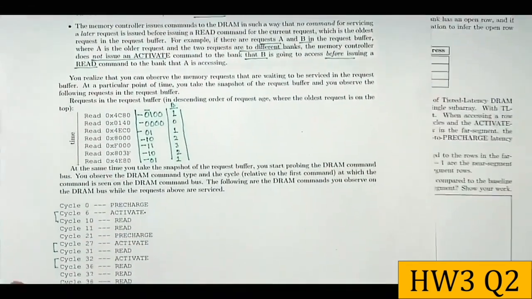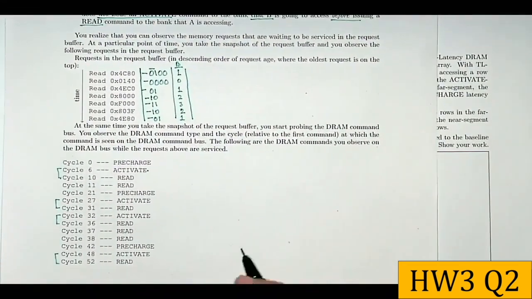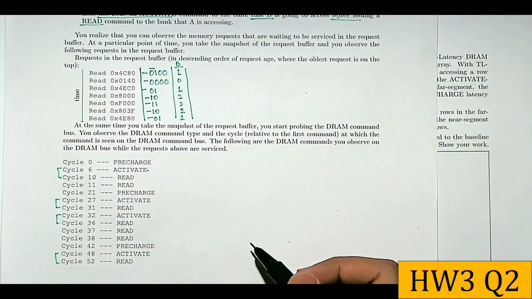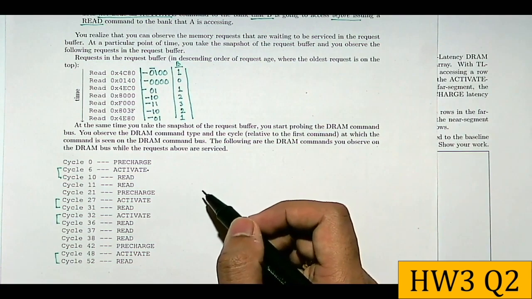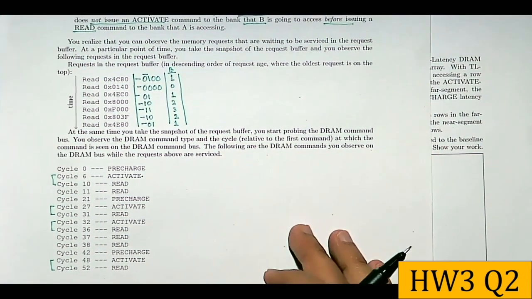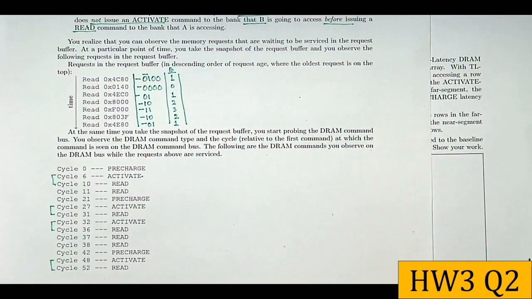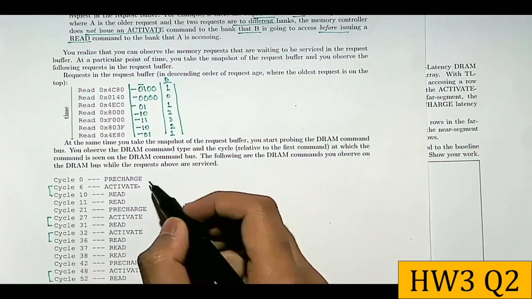Okay. Now the second question is activate to pre-charge latency. If you recollect the DRAM operation, activate to pre-charge latency has to do with the DRAM row conflict. Make sense? So if you have a different row open, you need to close that row before opening a new row, right? So let's then focus on the accesses which are going to the same bank.